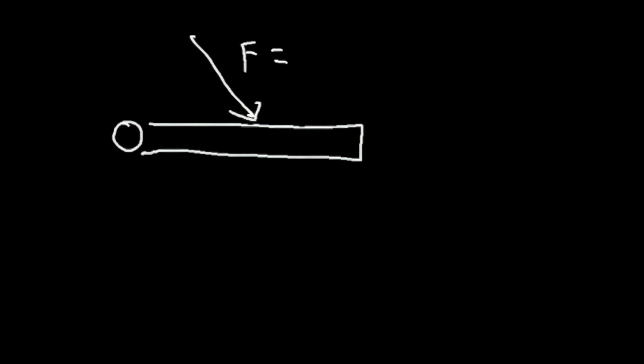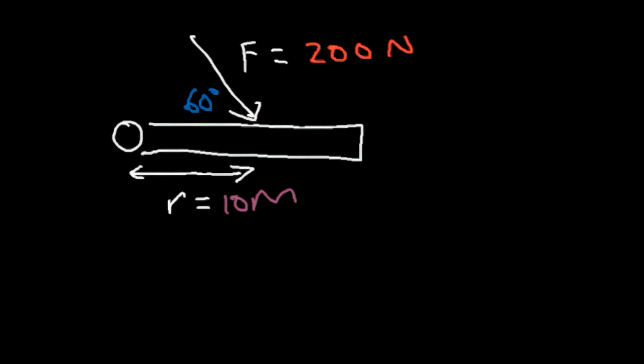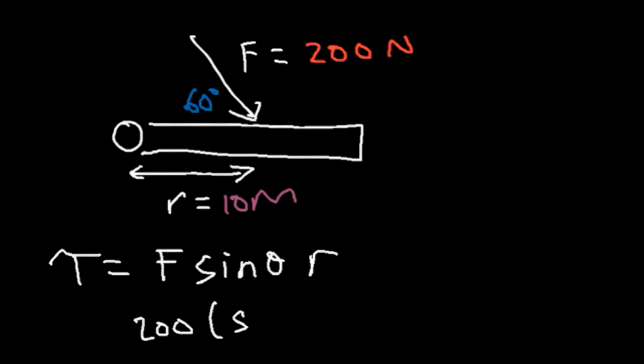So try this problem. Let's say we apply a force of 200 newtons, and it's at an angle of 60 degrees relative to the door in this case. And the distance between the axis of rotation and the point at which you apply the force is 10 meters. So the torque is going to be F sine theta times R. So it's 200 times sine of 60 times 10.